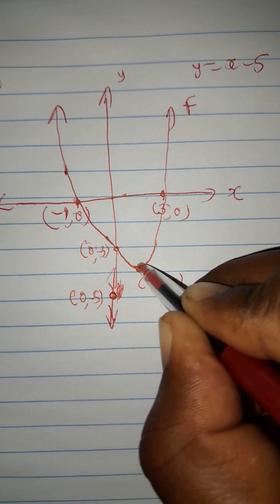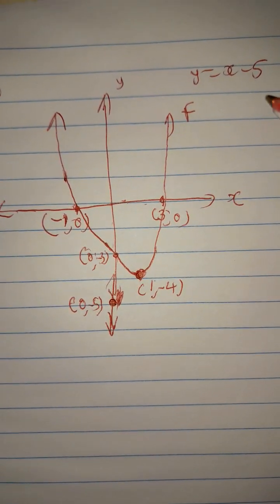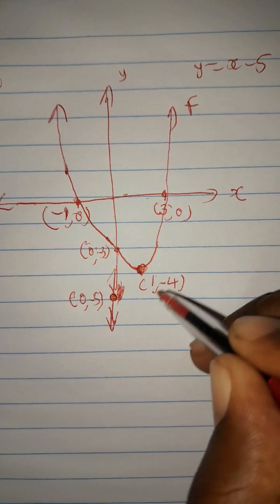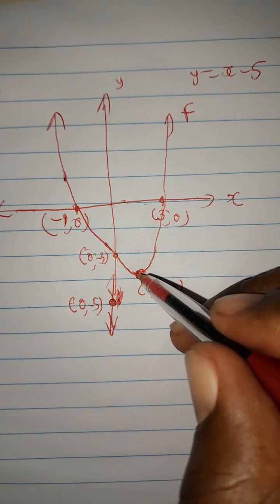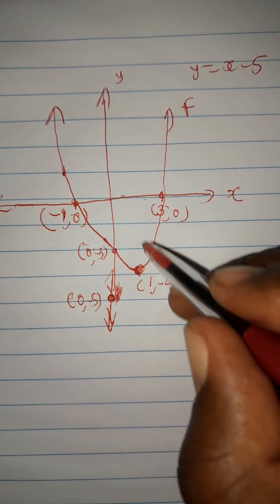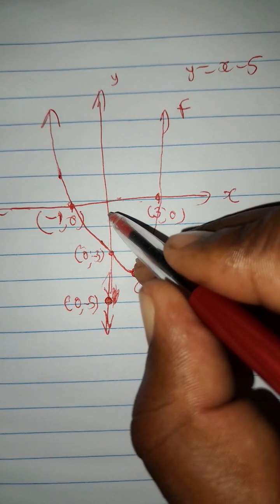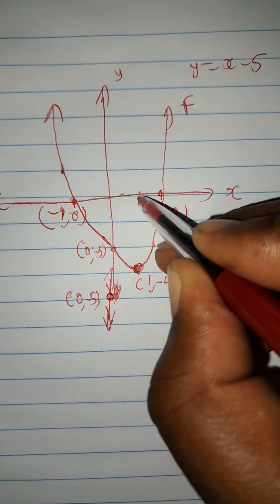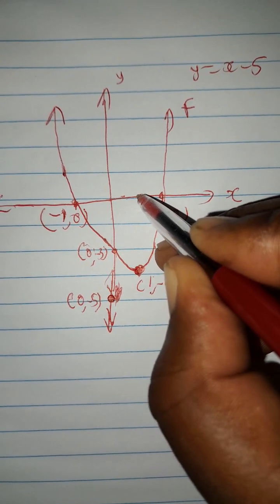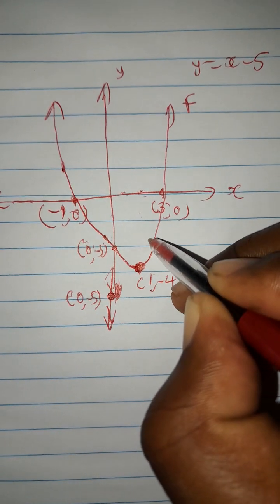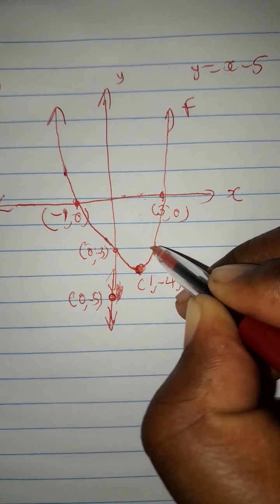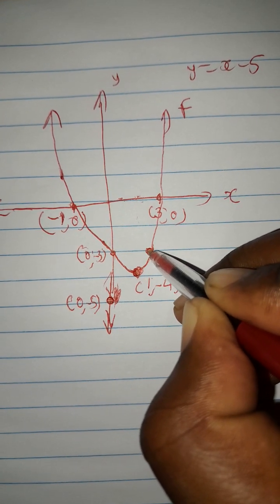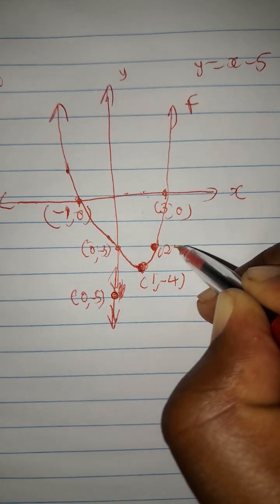Guys, don't forget your point of intersection, 1 and -4, was also part of the intersection. We also did have 2 and -3, in which they share the same. So it's just 2 and -3.